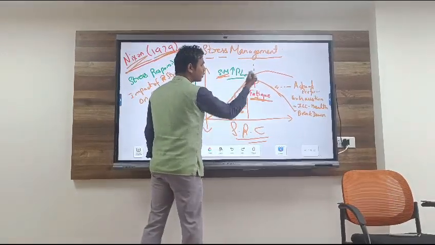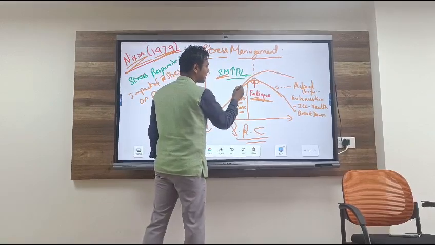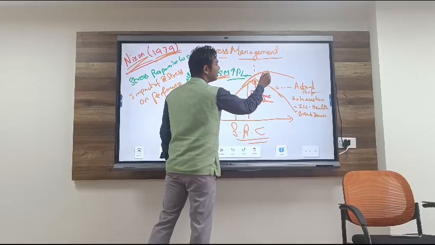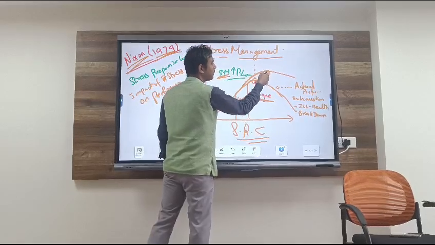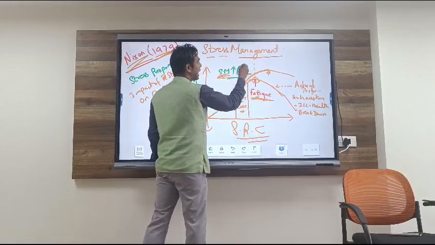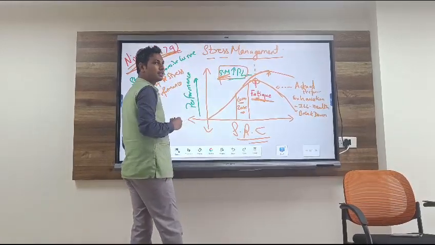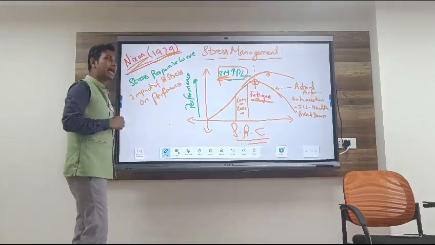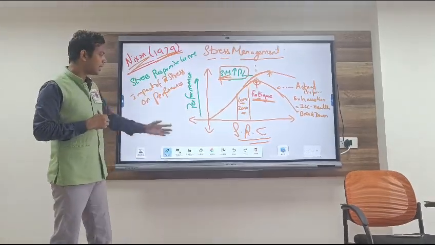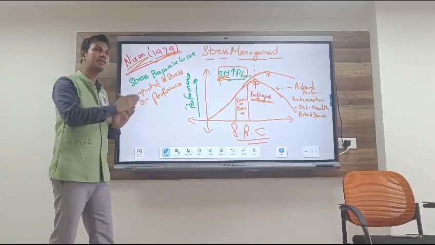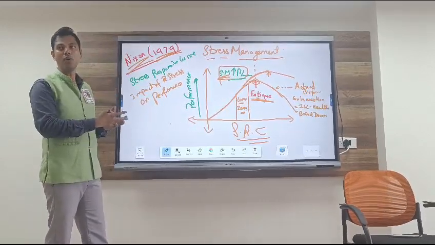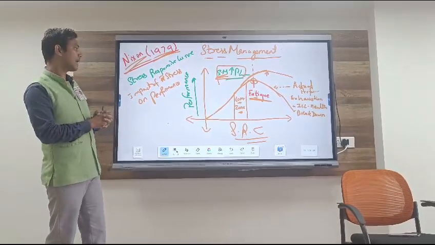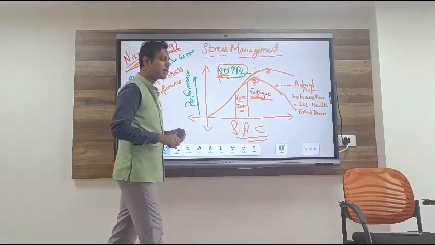The comfort zone would increase. Despite the stress level increasing, your performance will still increase till this point. This is the actual fatigue point when you intervene as a stress manager. So this is how Mr. Nixon in 1979 came up with a theory known as the stress responsive curve, showing how people or employees behave when stress is impacting their performance. That's it. Thank you for now.